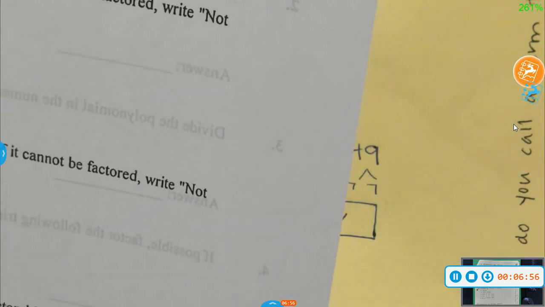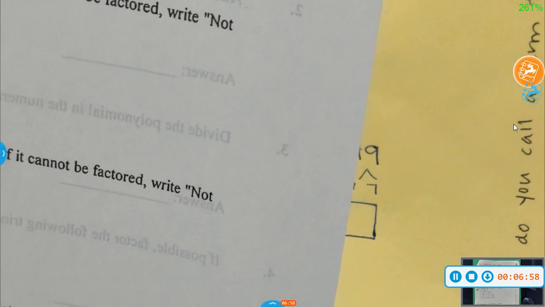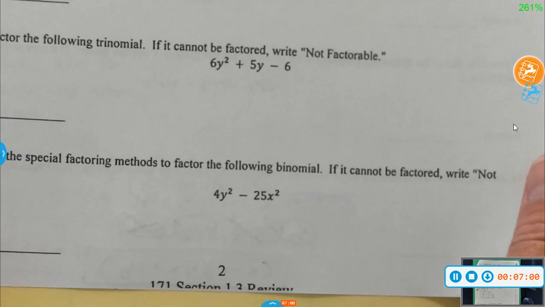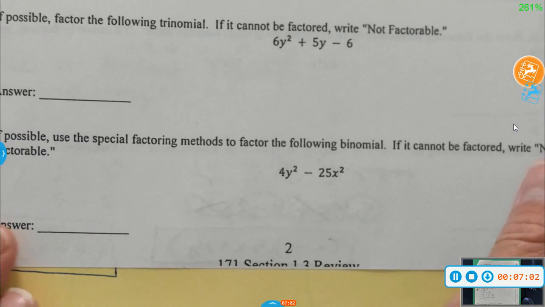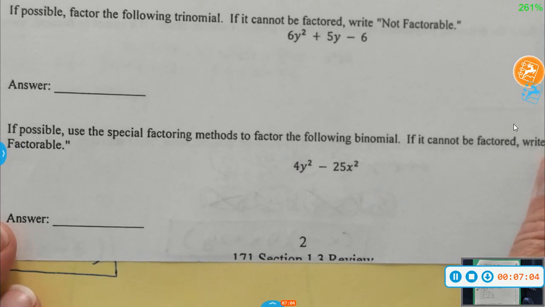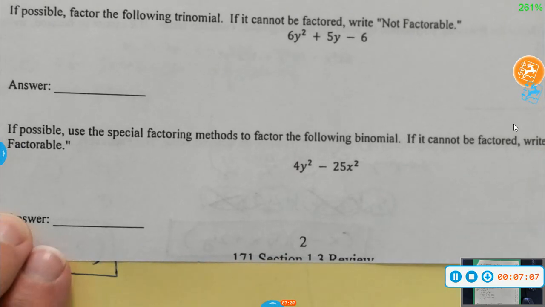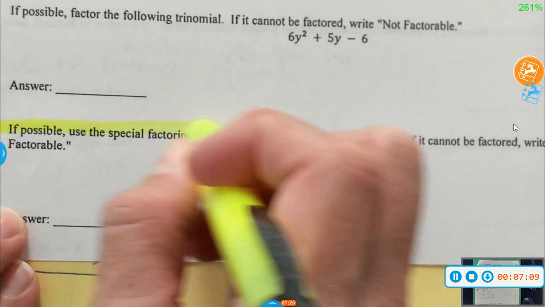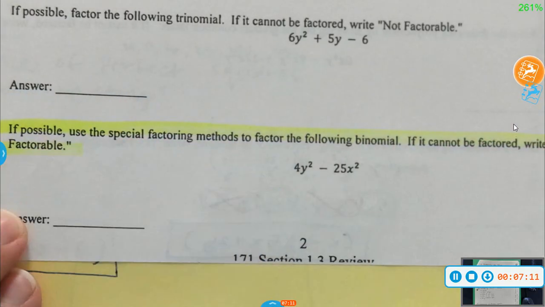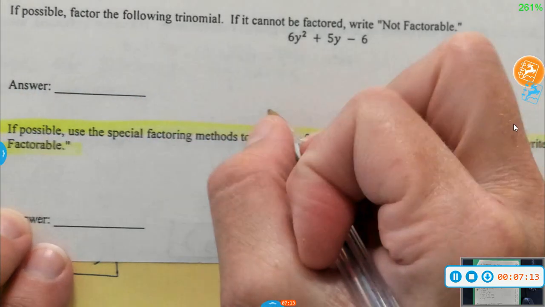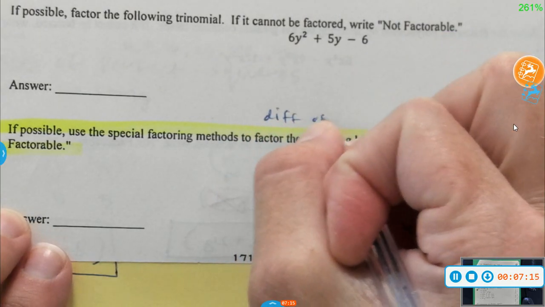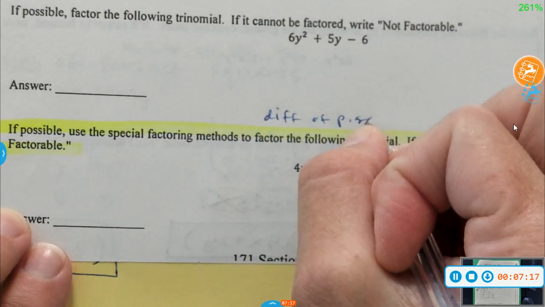Flip over to the back. Let's do the very last one. It's easy. Number 15. Let's look at this one. Number 15 on the back. This is a difference of perfect squares. This is the last topic that we talked about. Difference of perfect squares.